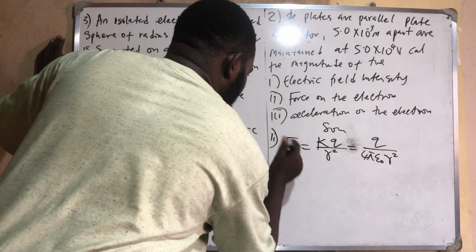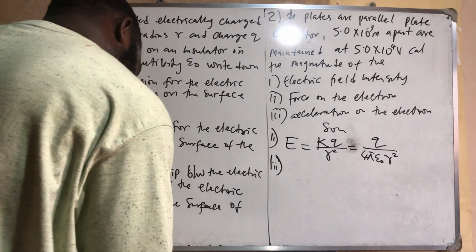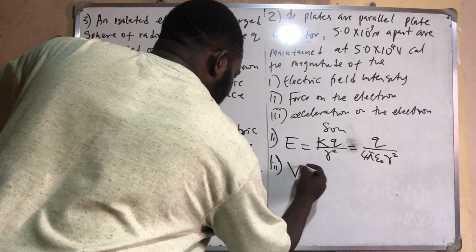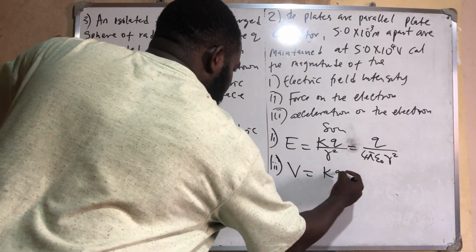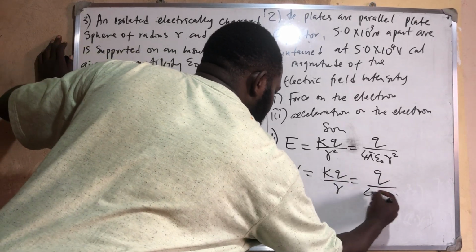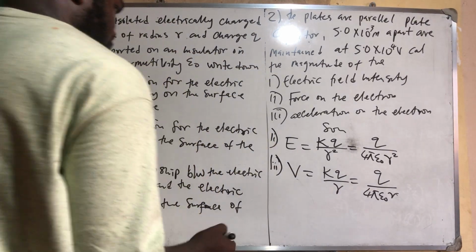So number 2, this is 1 II. 1 II said we should get an expression for the potential difference. Potential difference V is equal to KQ over R, which is Q over 4 pi E naught R. Very simple.